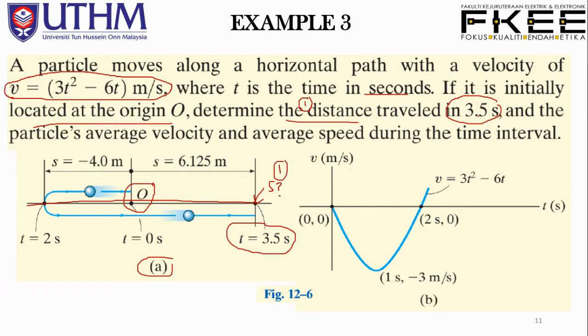And then the particle's average velocity and average speed during the time interval. It means from 0 up to 2 seconds. This is S number 1, for example. From 0 and then back to 0, to S number 2, and then the final one, which is S number 3.